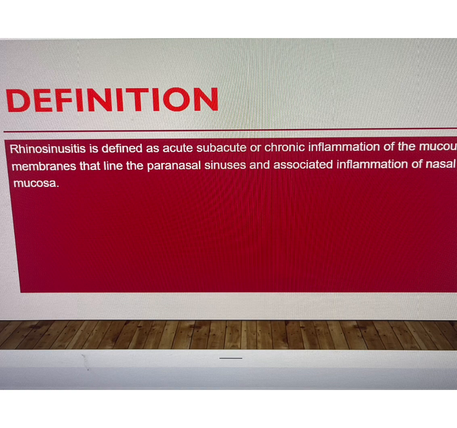How do we define rhinosinusitis? It is the acute, subacute, or chronic inflammation of the mucous membranes that line the paranasal sinuses and associated inflammation of nasal mucosa, per Graham and Uphold clinical guidelines. Please note, rhinosinusitis and sinusitis are the same. But because the paranasal sinuses are connected to the nasal cavity, the term rhinosinusitis is appropriate.